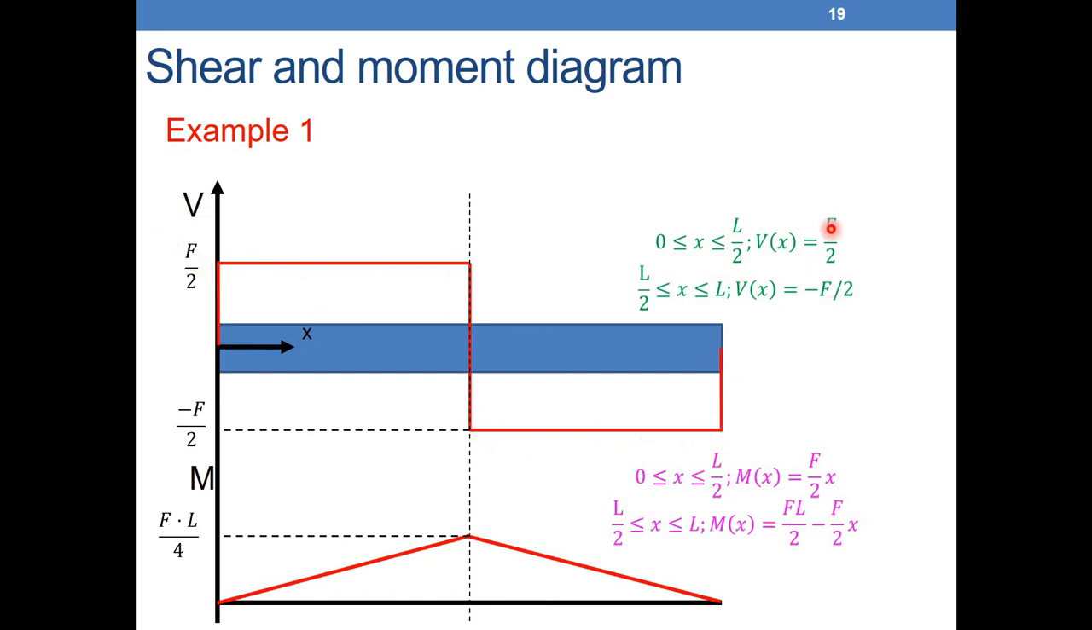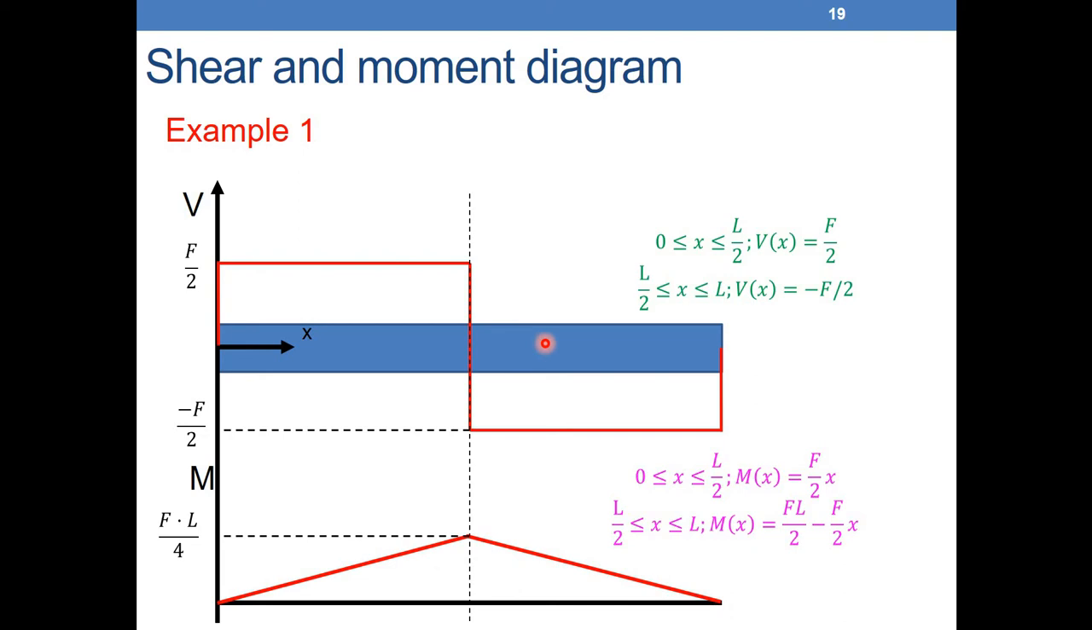If I want to draw diagrams instead of using equations, the second relation here, between 0 and L over 2, M is equal to F over 2 x. So it will start from 0 until FL over 4. And between L over 2 and L, it will be FL over 2 minus F over 2 x. So it will go from this point here, for L over 2, it will be FL over 4 going to 0. So this is the method we used for the axial force.